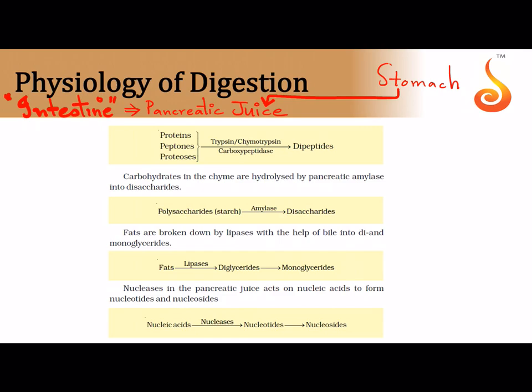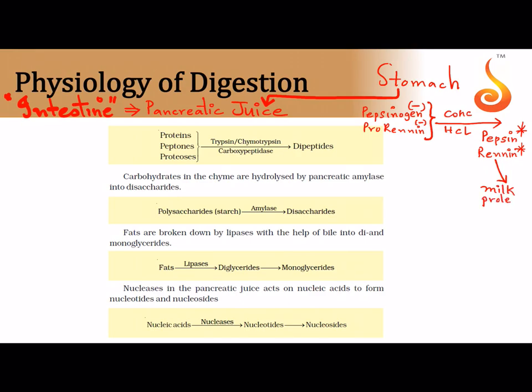Now in the stomach, you know that there are two inactive enzymes. One is called pepsinogen. The chief cells secrete pepsinogen, and one is called prorenin. When you hear words like gen and pro, it means they're inactive. Both of them, in the presence of concentrated HCl, get converted into active enzymes. Pepsin is the active enzyme, and renin is an active enzyme in this case. Renin mostly acts on milk protein that is referred to as casein, so it is mostly active only in infants.